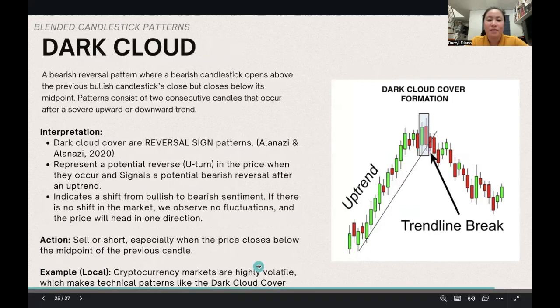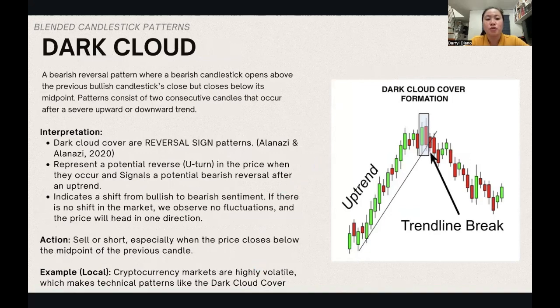The third one is the blended dark cloud cover. So now, let's talk about it. It is actually a powerful bearish reversal pattern. When blended, this pattern forms when a green candle is followed by a red candle that opens above the previous close and closes below its midpoint. It shows that the sellers have gained control and the upward momentum is likely fading.